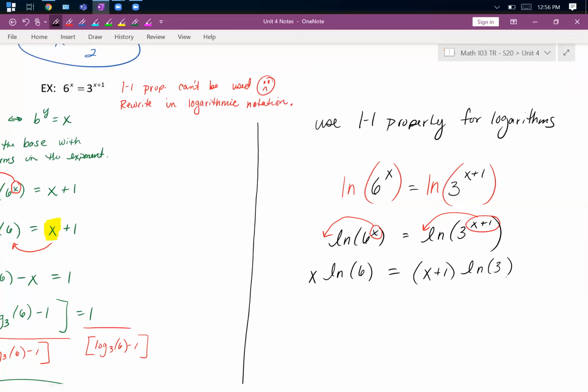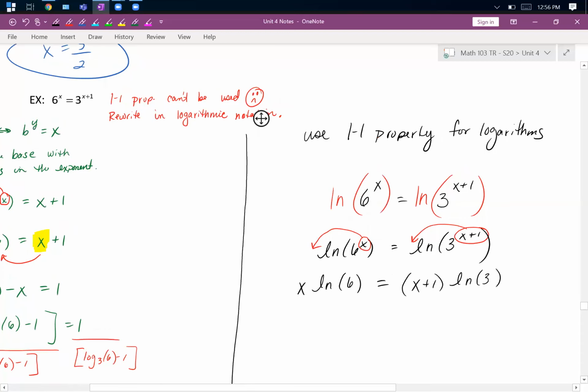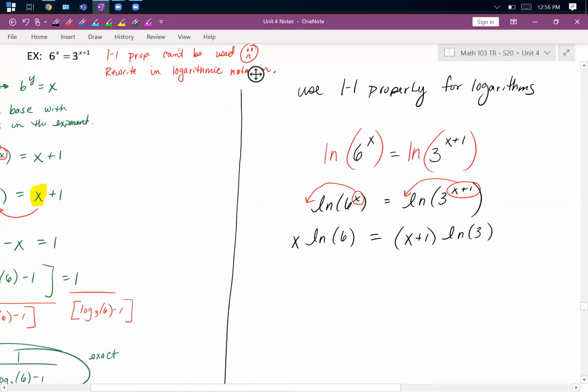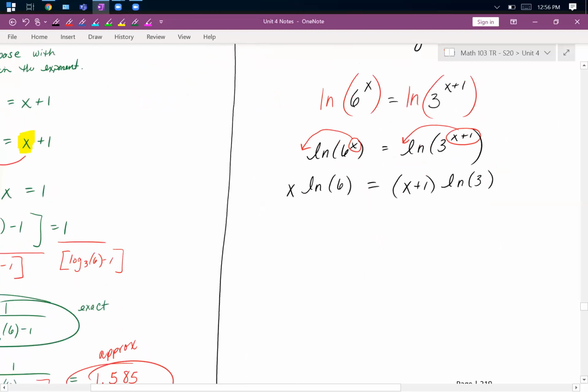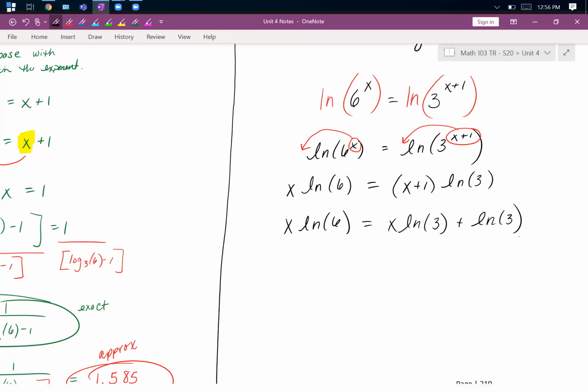Still solving for x. I need my x to be accessible. The one on the left is, but the one on the right is still trapped inside of parentheses. So I'm going to distribute the natural log of 3 on the right to eliminate the parentheses, and now that x is accessible, I've got these two linear x's.